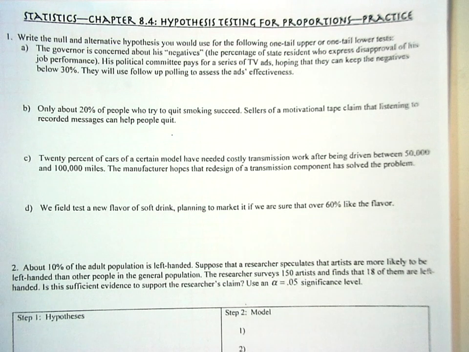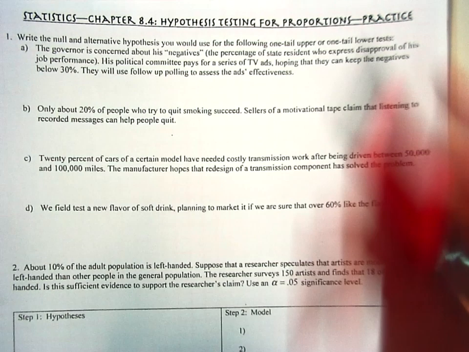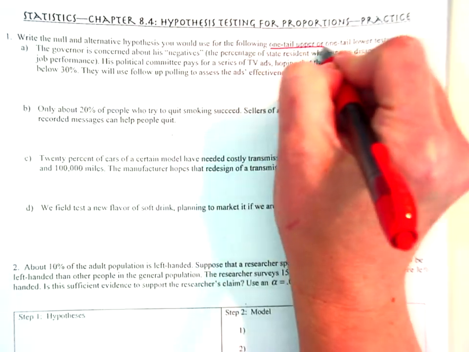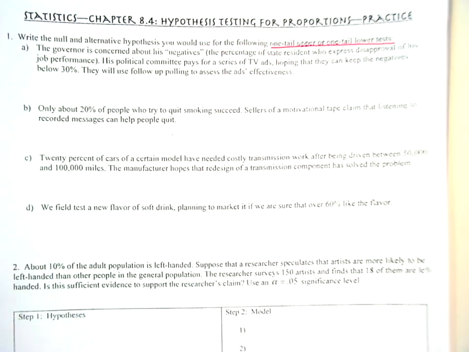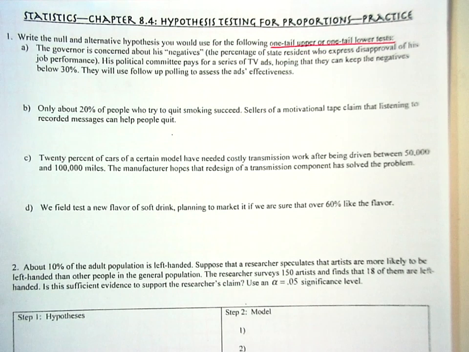All right, you guys, here I just wanted to have you practice how to write your null and alternative hypotheses for one-tail upper or lower tests. And I just wanted to walk through one more example of how we do the whole process. So number one, write the null and alternative hypothesis you would use for the following one-tail upper or one-tail lower tests. So that could be left-tailed or it could be right-tailed.